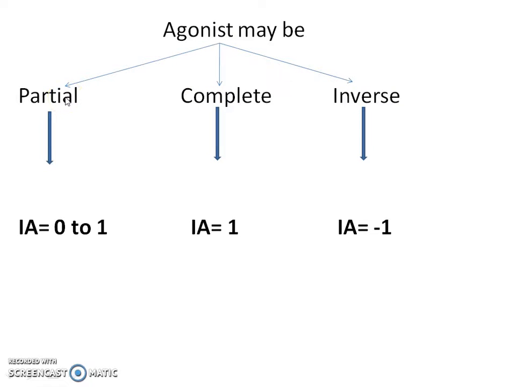A partial agonist will bind to a receptor but not show a complete pharmacological activity. Therefore, the IA value, that is the intrinsic activity to affinity value, is 0 to 1. A complete agonist will bind to a receptor and show a complete pharmacological activity. Therefore, the IA value is equal to 1. Whereas an inverse agonist will bind to receptors and show an opposite pharmacological activity. Therefore, the IA value is equal to -1.